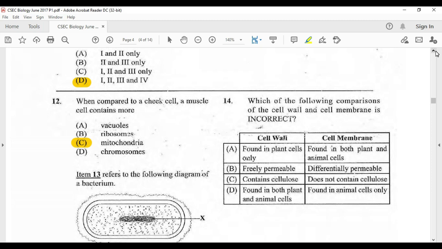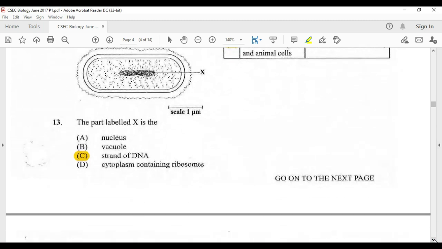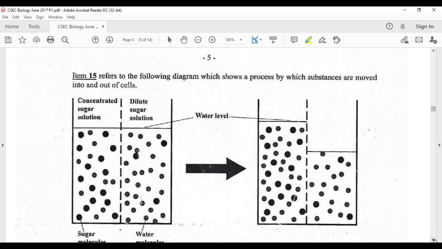Cell wall is somewhat freely permeable. Cell membrane is differentially permeable. And then cell wall contains cellulose, yes, that only the herbivores can digest in most cases. And of course, the cell membrane does not contain cellulose, great. So it doesn't have that rigid or fixed shape. So if none of those are incorrect, then this naturally is going to be the answer: cell walls are found in both plant and animal cells. That is not true. All right, so we have Anna in the background here giving his suggestion of answers, which is just flipping the lips.